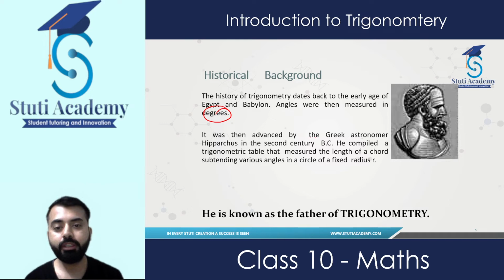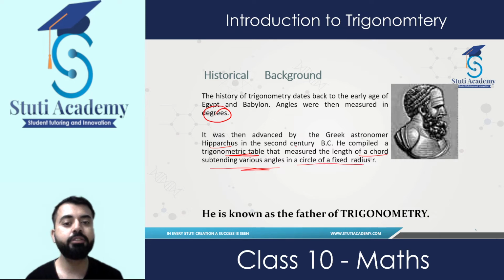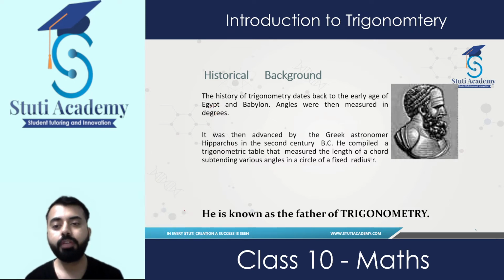So it was then advanced by the Greek astronomer Hipparchus. In the 2nd century BC, he compiled a trigonometric table that measured the length of a chord subtending various angles in a circle fixed at a radius. Because at that time everything was calculated in degrees, their device was there to measure the degrees. He just made a circle and started drawing chords in it.